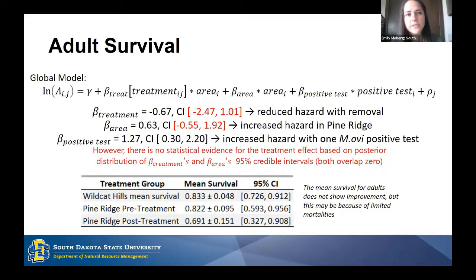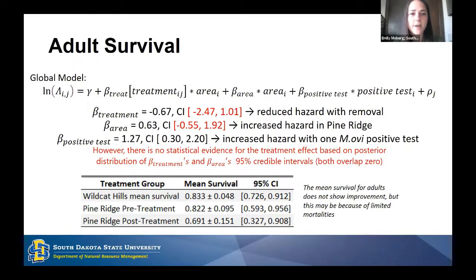So for our adult survival, I'm just reporting for this presentation our global hazard model, just because it includes all of our covariates, and I kind of want to just show how everything breaks down. So I'll go over our effects. Our effects are treatment, study area, and positive test. So similar to what Mandy was describing, if an individual ever tested positive for a MOVI test, they were deemed positive just for this analysis.